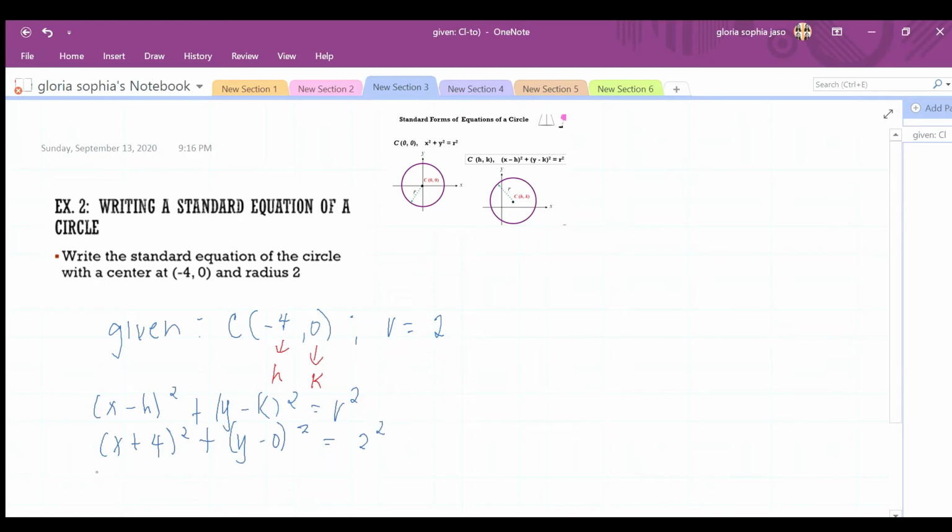So, 2 squared. So, simplifying our equation, we have x plus 4 squared plus y squared equals 2 squared is 4. So, this is our standard equation of the circle. Center at -4, 0, and radius is 2. So, now, graph naman natin siya.